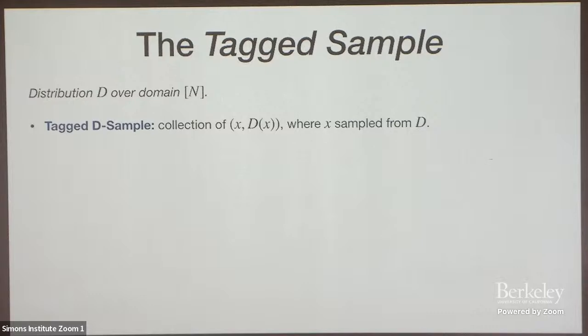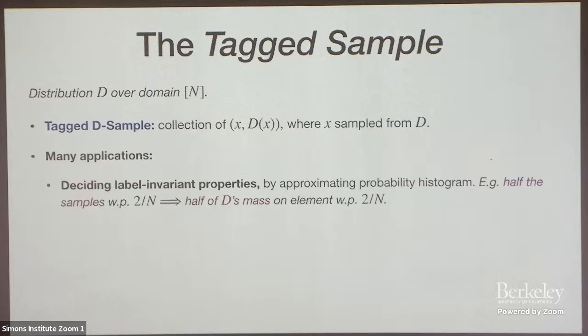So what is a tagged sample? A tagged sample is simply just a sample alongside with the probability of the elements that were sampled. And in this talk, I'm always going to talk about sample D over some domain N. So if we have a collection of samples with their probability, then I argue that it's a pretty useful thing to have. So it can have many applications.